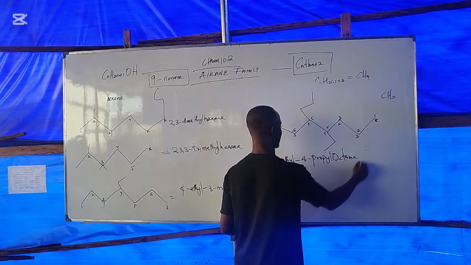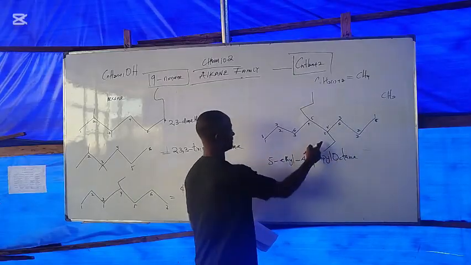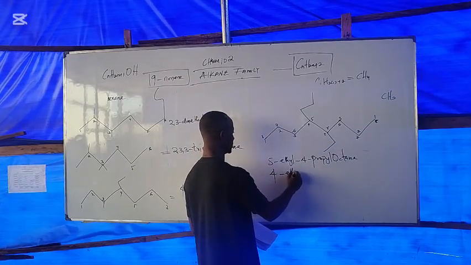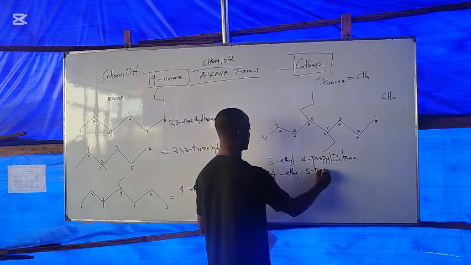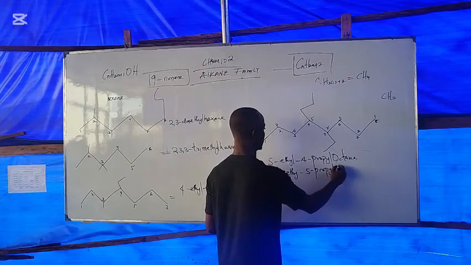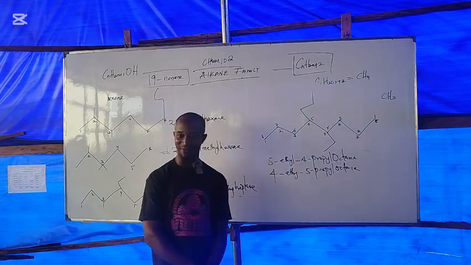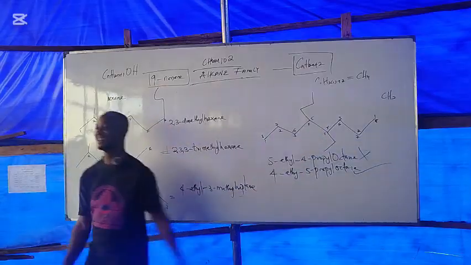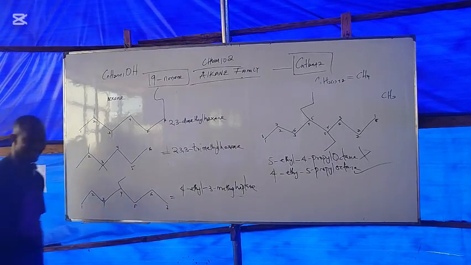Now let's come this way. This way will be what? 4 ethyl, 5 propyl, octane. Now choose the answer. Second one. Some of you at the back heard it. You got the answer. Do you get the concept?